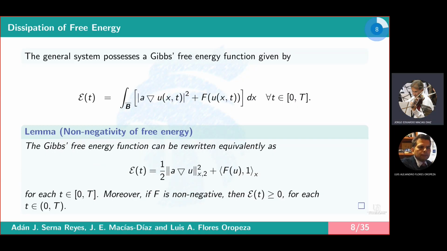This partial differential equation has an associated Gibbs free energy function, which is given in this form. Gibbs free energy in this case is actually the potential energy, which can be represented in terms of our notation in this form. Moreover, it's easy to see that this function is greater than or equal to 0 for every t whenever f is a non-negative function.